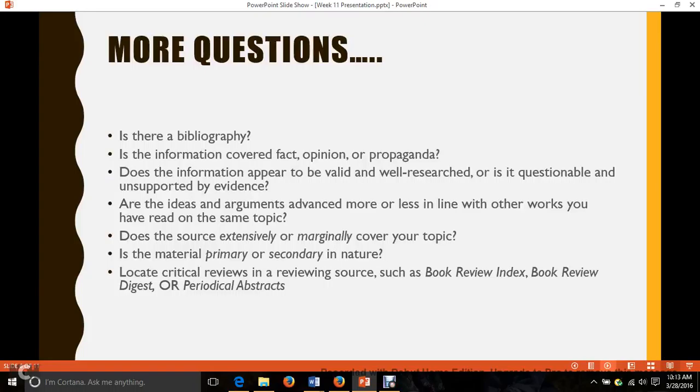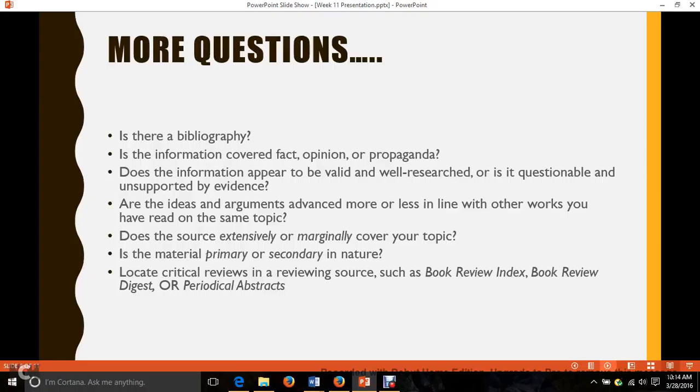Other things to determine if it's reliable. So does the author cite their own sources? So does it have a bibliography included in the source that you found? If not, that might be questionable. Is the information covered fact, opinion? Is it propaganda? And how would that fit in your research if it does? Is it reliable? And does it relate? Does the information appear to be valid and well researched, or is it questionable and unsupported? If it's questionable and unsupported, I suggest not using it, because I would think that it's not a reliable source.